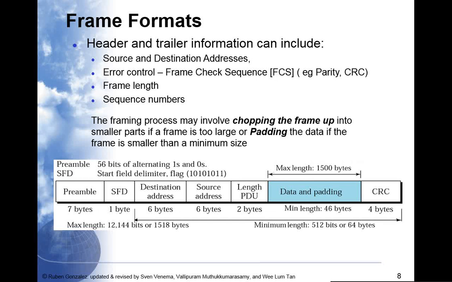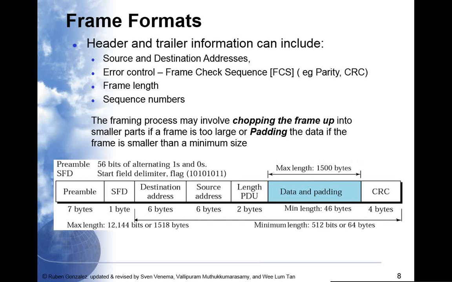So the framing process may involve chopping the frame up into smaller parts if a frame is too large, or padding the data if the frame is smaller than a minimum size. So we've seen that idea before, right? If it's too big, we just chop it up. If it's too small, we have to pad it out with extra information, whatever that is, so that we have the right amount of space that it's taking up.